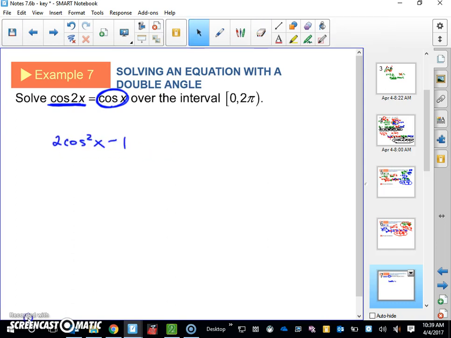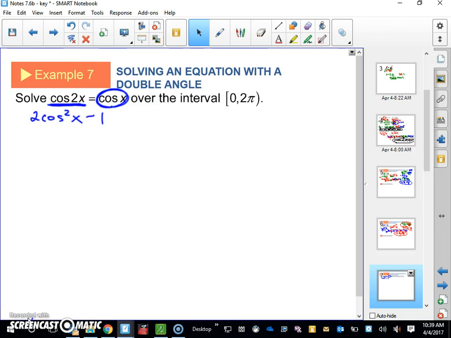So let's take this and plug it in place of cosine 2x there. Just doing that substitution and bringing this part down, I'd have 2 cosine squared x minus 1 equals cosine x. Which is good for us, I suppose. I've got two different cosine functions. I've got a cosine x and I've got a cosine squared x. And so that tells me I won't be able to isolate, but I think I'm going to be able to factor. And so that's what I want to do.